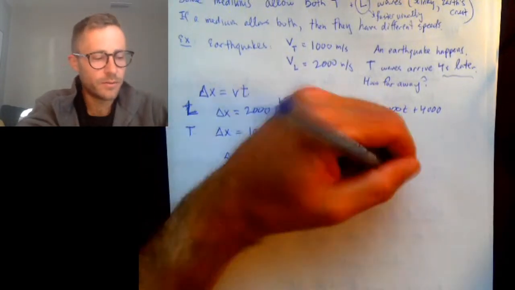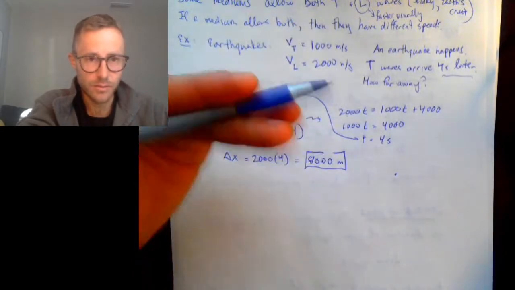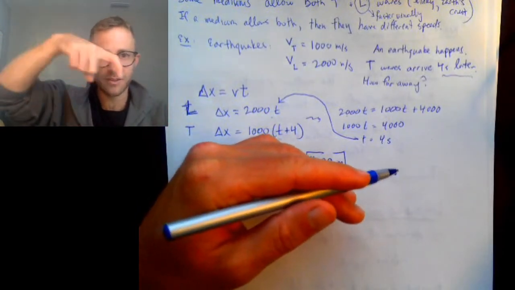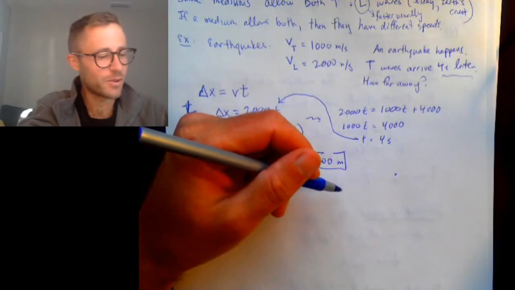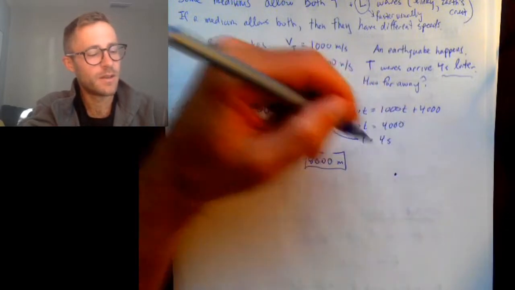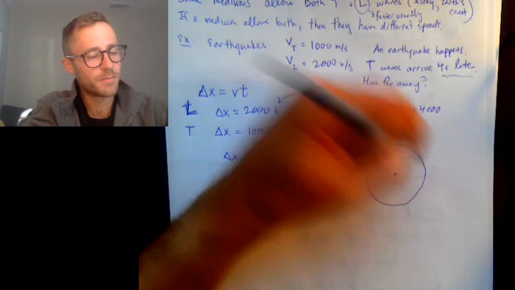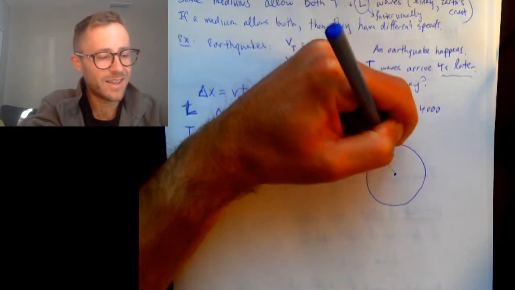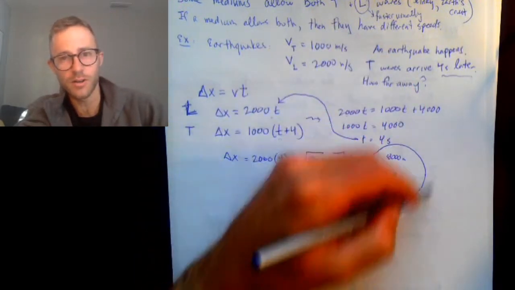So then, if you have a detector of earthquakes, you know those little things that have the piece of paper, and as the earthquake hits, it scribbles on the piece of paper. I can't remember what they're called right now, but if that's the location of the detector, the earthquake happened somewhere in a circle that is 8,000 meters in radius. So it occurred somewhere along here.